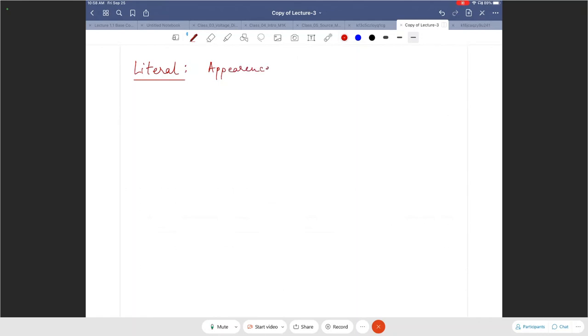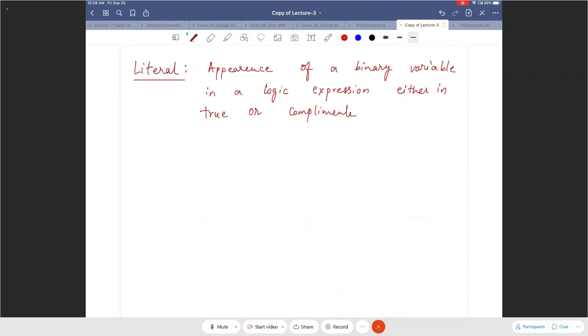Appearance of a binary variable in a logic expression, either in true form or complemented form. Which means A counts as a literal, A complement also counts as a literal.